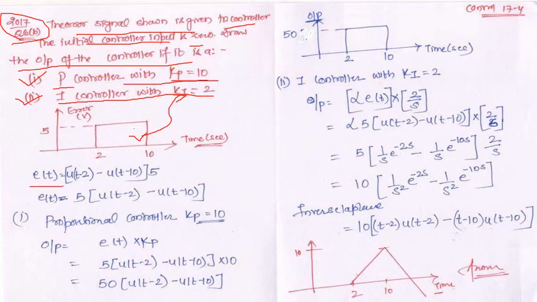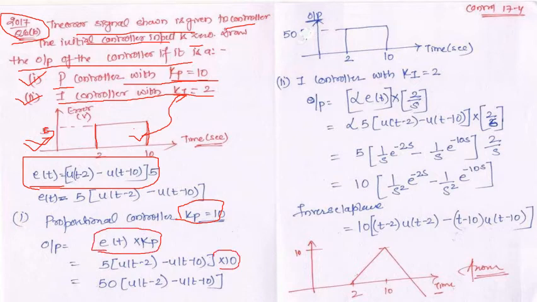So let us write the equation for this pulse. It is u(t minus 2) minus u(t minus 10), into 5, because its amplitude is 5. Okay, so this is your signal, and now it is provided to the proportional control. Its coefficient is 10, so e(t) will get multiplied with Kp, whose value is 10, and you will end up with 50 into [u(t minus 2) minus u(t minus 10)]. If you plot it, you will find the same pulse with just the amplitude exaggerated; 50 is here, and the rest of the things are the same.